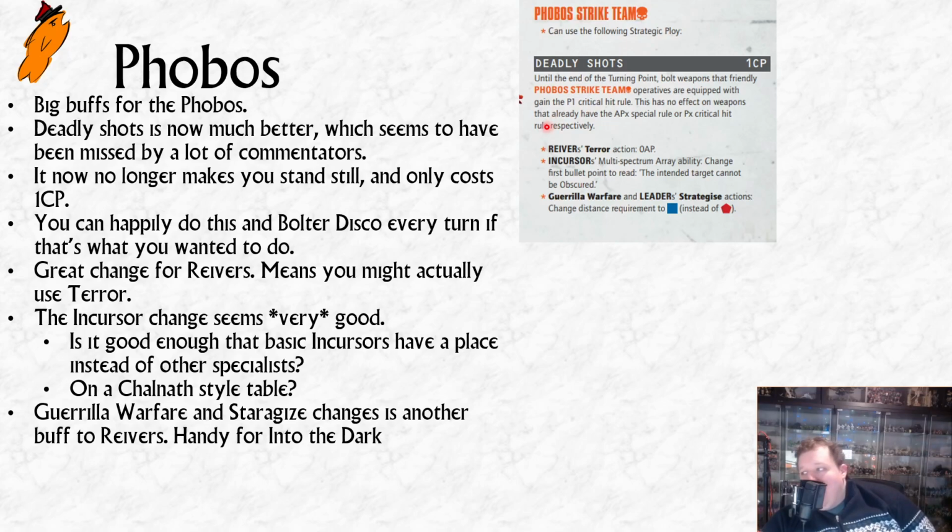So it's 1 CP, and it gives all your bolters the P1 critical hit rule. So there's no longer any kind of requirement to stand still, which is great. What this means is, because of your strategize on your leader, while your leader is alive, you get 2 CP every turn. So if you want to have Deadly Shots and Bolter Discipline every single turn, I'm not saying that's the best way to play the game, but it's not bad, is it? Considering you can take a lot of bolters that have lethal 5-up.